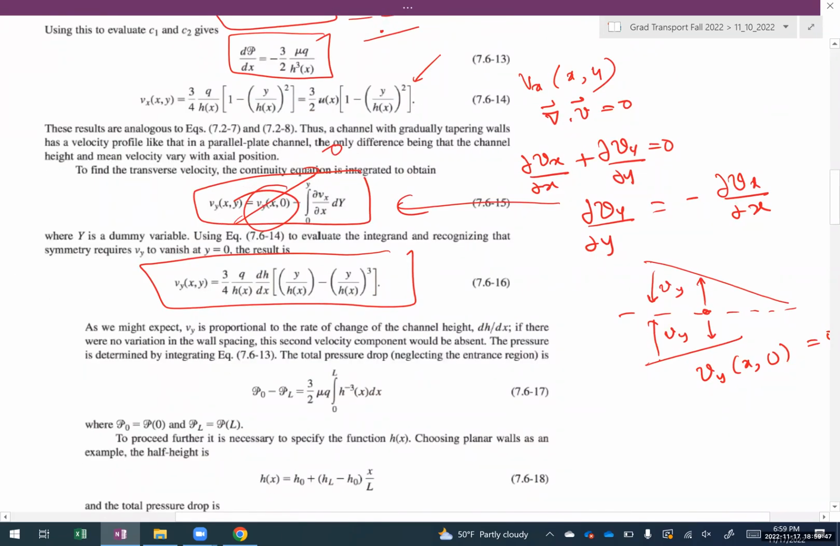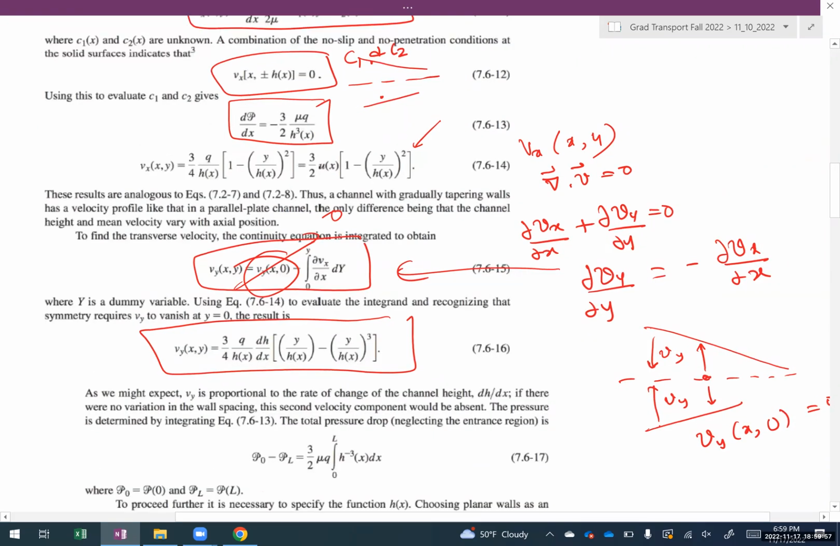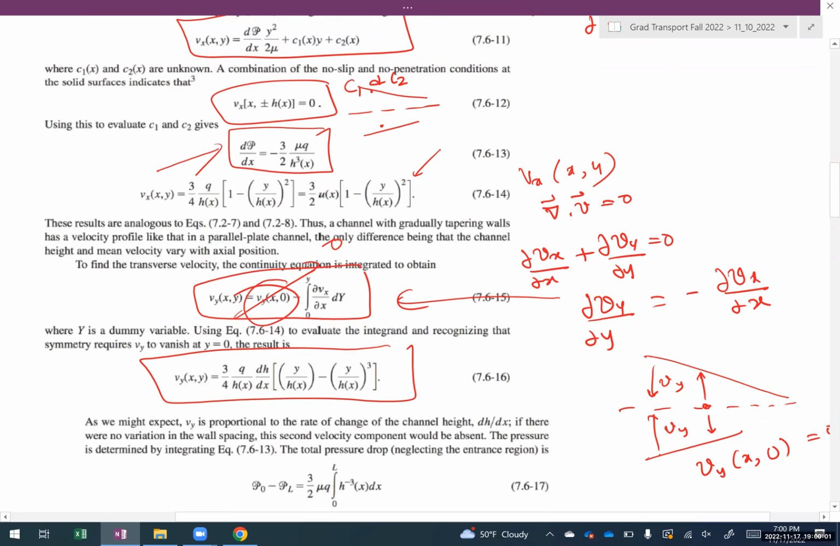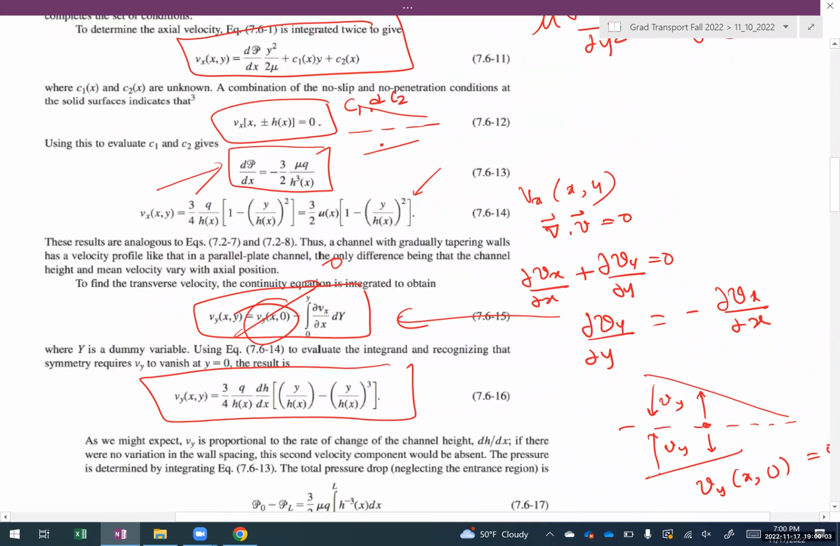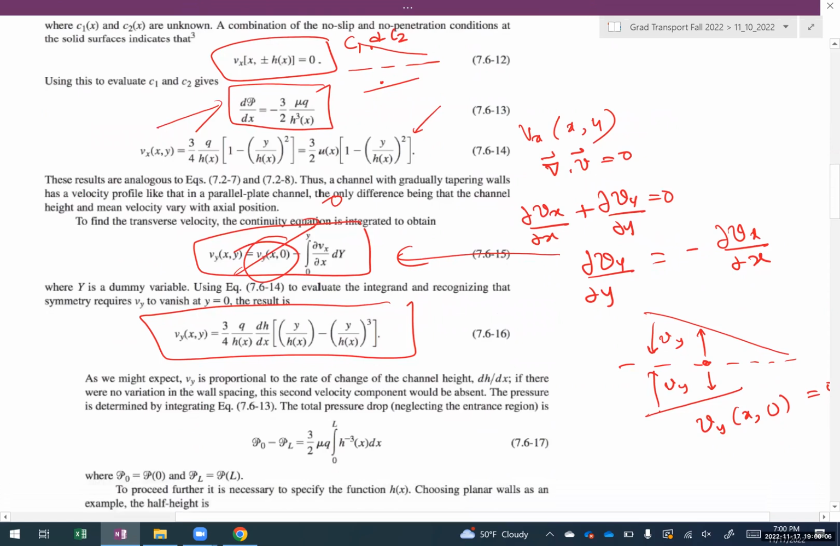Okay, now how do you calculate the pressure? Obviously, for pressure, you can use the above equation. You just have to integrate that, from x equal to 0 to L, which gives me the value of the pressure drop as you flow along the tapered channel.